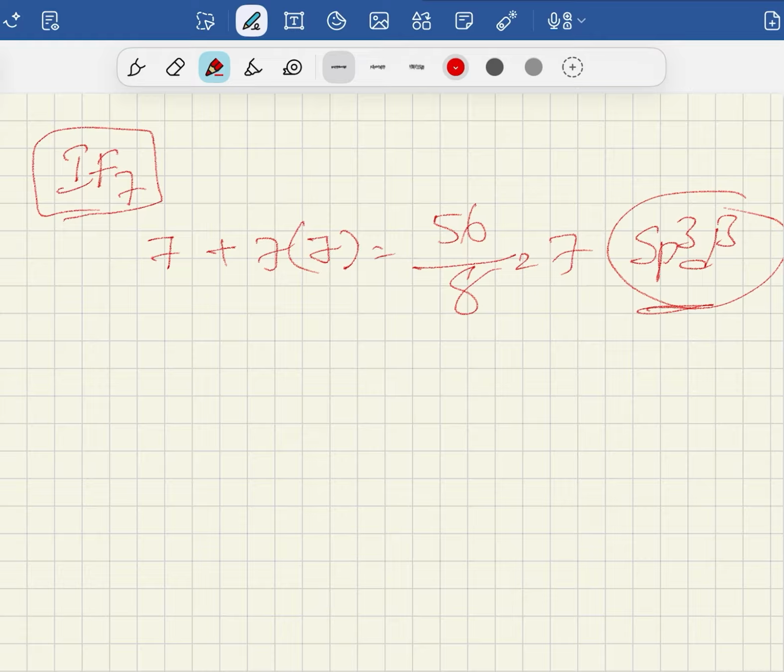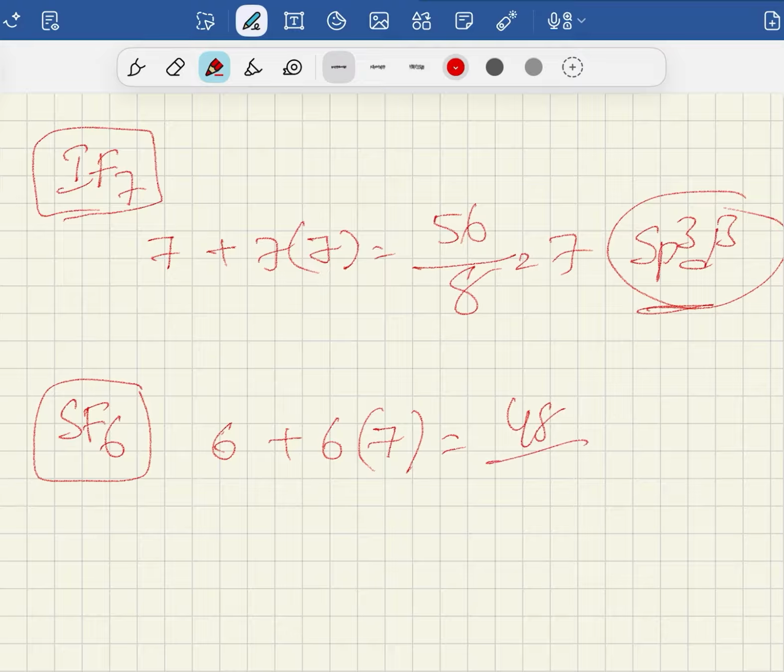The last example is sulfur hexafluoride, SF6 molecule. The sulfur valence, the group number, is 6, and there are 6 fluorines. Fluorine's valence is 7. So 42 plus 6 is 48, divided by 8, which is 6 times. 6 is sp3d2 hybridization. This is sp3d2 hybridization. Okay, thank you.